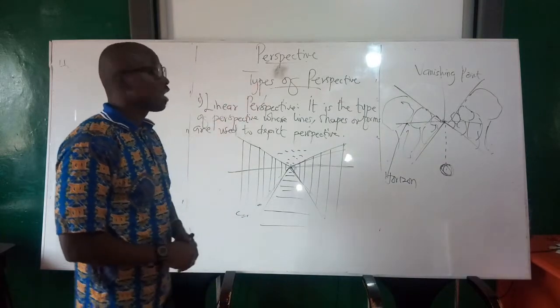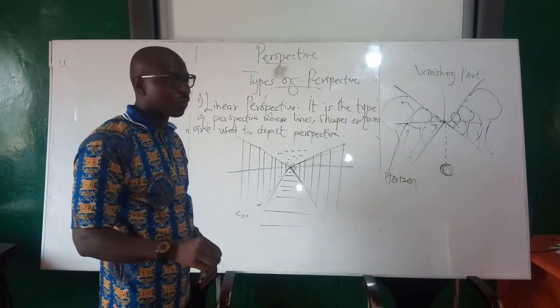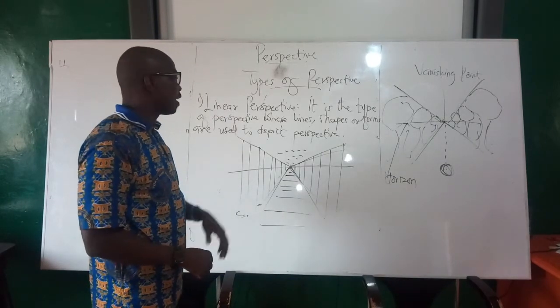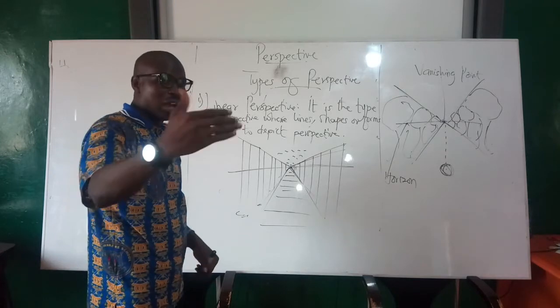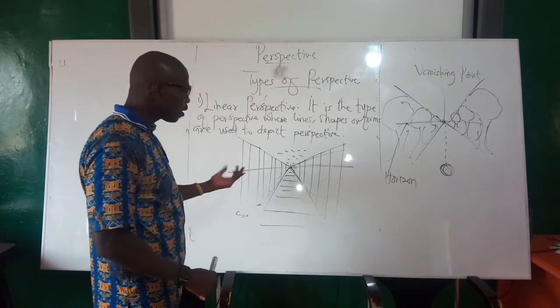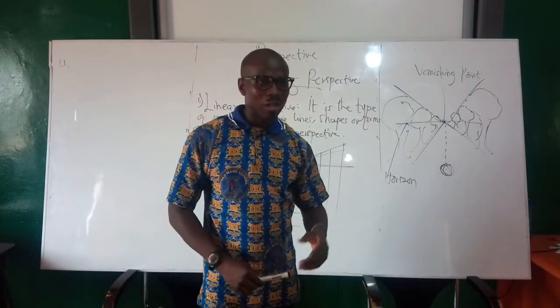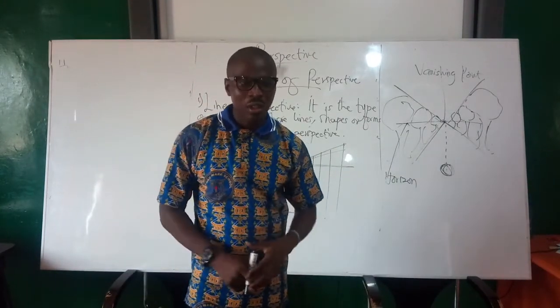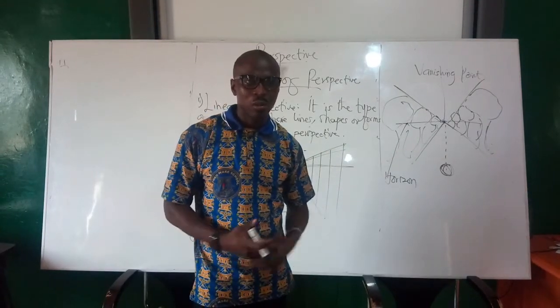Now we got to know the types of perspective, and we said there are basically two types: linear perspective and aerial perspective. And we said another name for aerial perspective is atmospheric or color perspective. We'll end our lesson here, and God willing, when we meet, we'll talk about it. But as you are going, I want to give you an assignment. I want you to go and look for the types of linear perspective. When we meet, we'll talk about it.